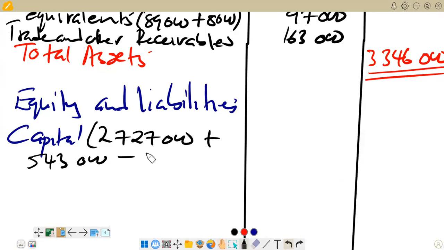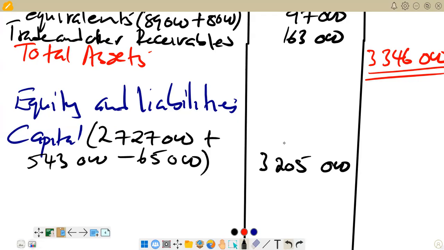Drawings represent those resources that are taken by the owner for personal use. The owner maybe takes cash to pay for family business, for his or her kids, etc. We say they are drawings. So they are going to reduce the figure for capital. If you calculate this figure, the figure that we are going to get is 3,205,000. This is the figure that we have for our capital.